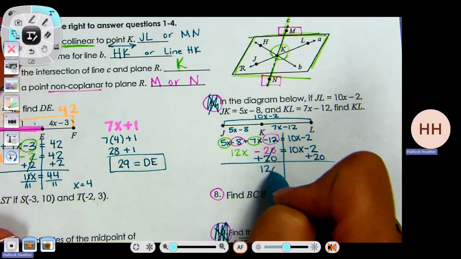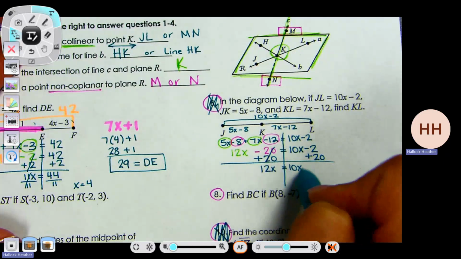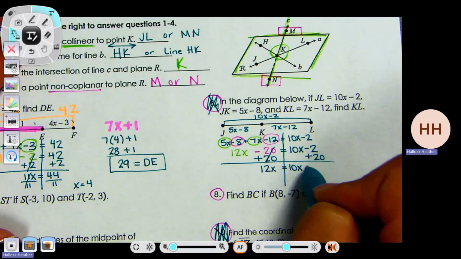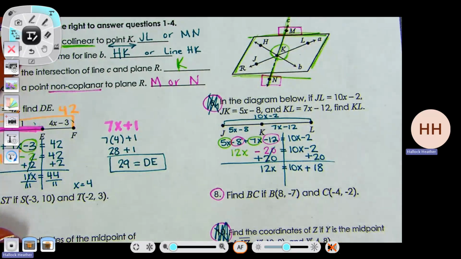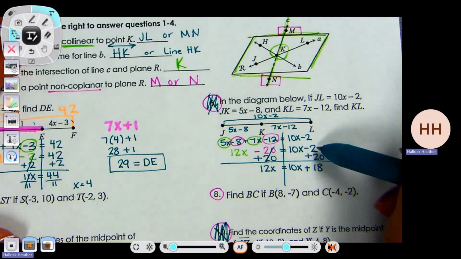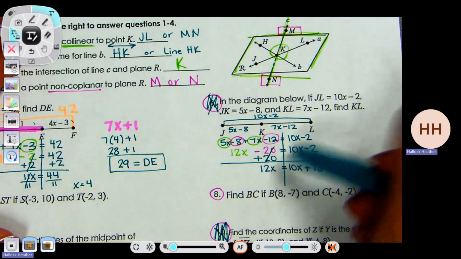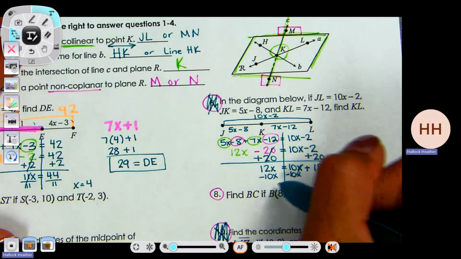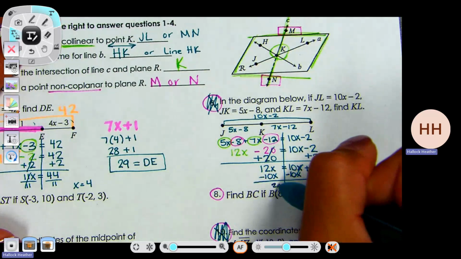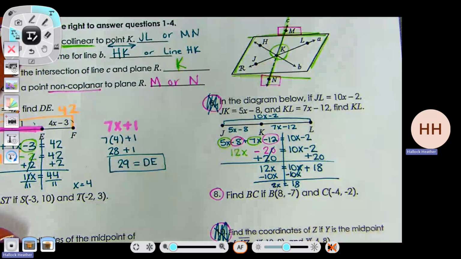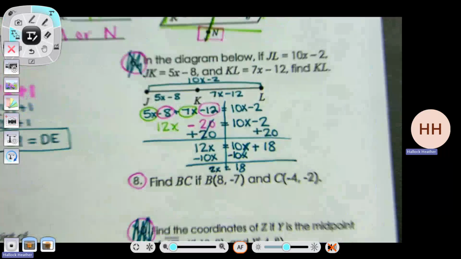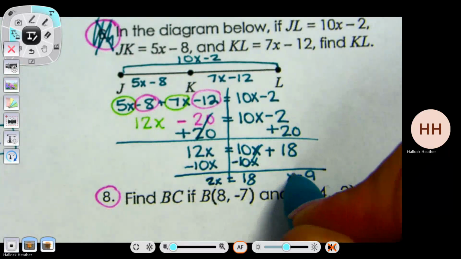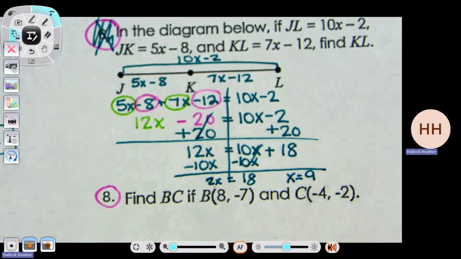So 12x equals 10x. -2 plus 20 does not make 22. It makes 18, because the 2 is negative. I'm going to move the 10 to the other side using subtraction. So minus 10x minus 10x. So 2x equals 18. Last step is I'm going to divide by 2. So x equals 9.